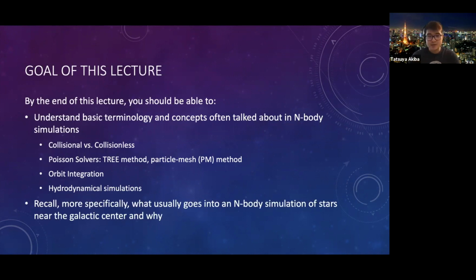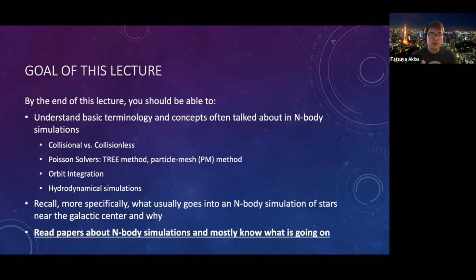And then more specifically, I wanted to go into detail about each of these bullet points that I've talked about already, essentially what kind of settings are used to simulate stars near the galactic center and why we specifically choose those sort of settings and different Poisson solvers, orbit integration, things like that. The overarching goal of all of these is that you be able to read papers about n-body simulations at the end of the day and mostly know what's going on. By the end of the lecture, I want you to be able to just go on the arXiv, and if you find a cool paper that uses an n-body simulation, you should be able to understand mostly what's going on there.